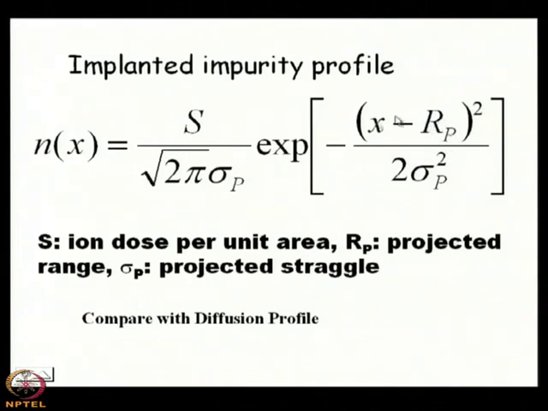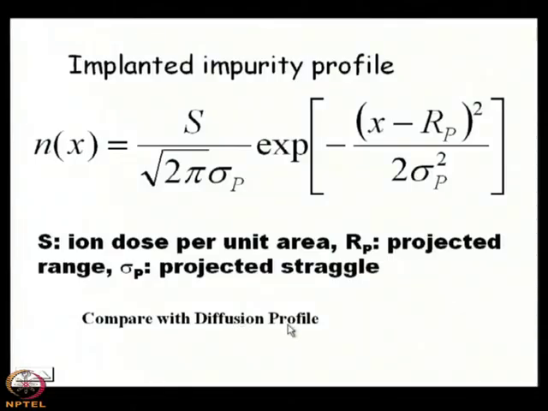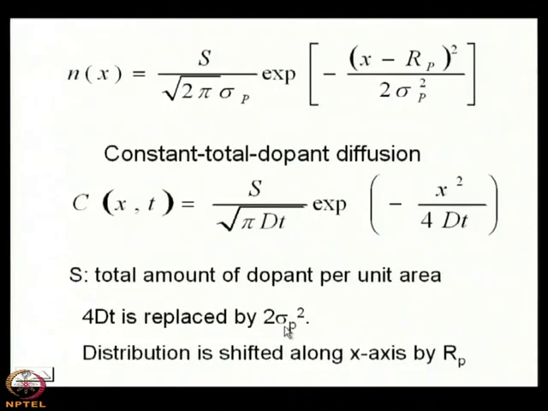So, if you write down this expression for the profile, remember, this is for ion implantation. Now, if you compare with the diffusion profile, what will you find? This profile is due to the implantation, the expression you have just written down. And for diffusion, this is the expression that we deduced in the last class: C S divided by root pi Dt, exponential of minus x squared by 4 Dt. So, this is for diffusion and that is for ion implantation.